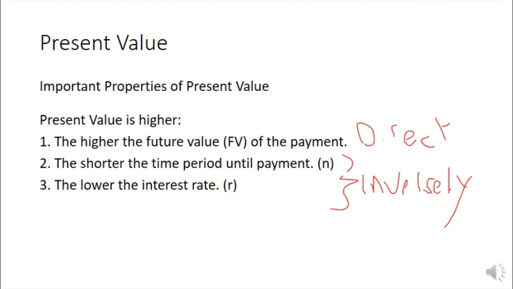So, if we have a low interest rate, our money is not going to grow very quickly. So if we have a relatively low interest rate, future value and present value need to be closer to one another. Similarly, if we have a short time horizon, there's not a lot of room for our money to grow. So present value and future value need to be very close to one another. But for a very high future value, we need more money. And so present value needs to be higher for that amount.